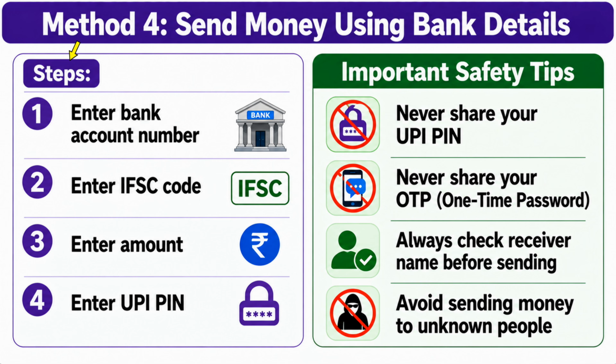Method 4. Send money using bank details. What are the steps involved? You have to enter the bank account number. You have to enter the IFSC code. You have to enter the amount. Then enter the PIN. The money will be transferred to the bank account instantly.